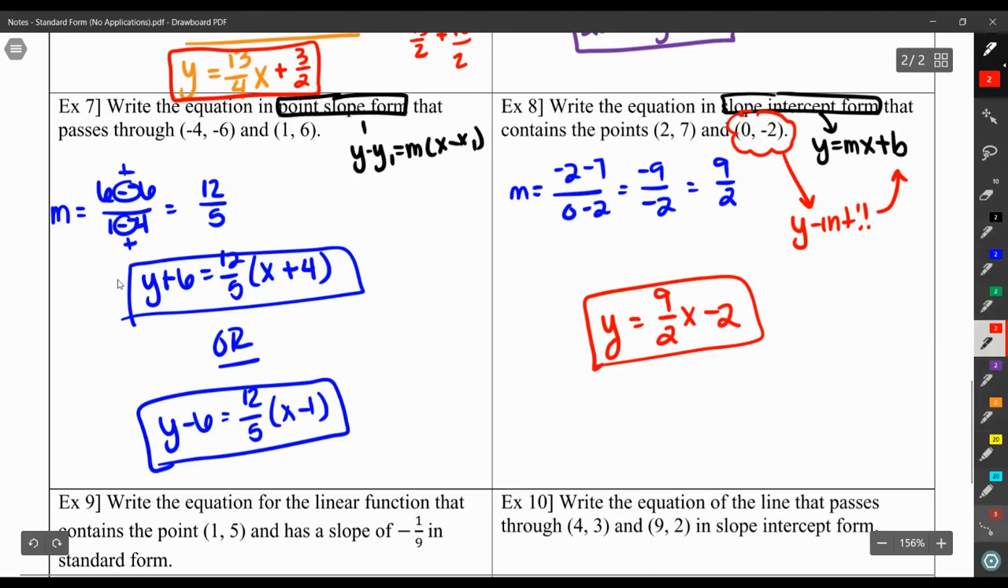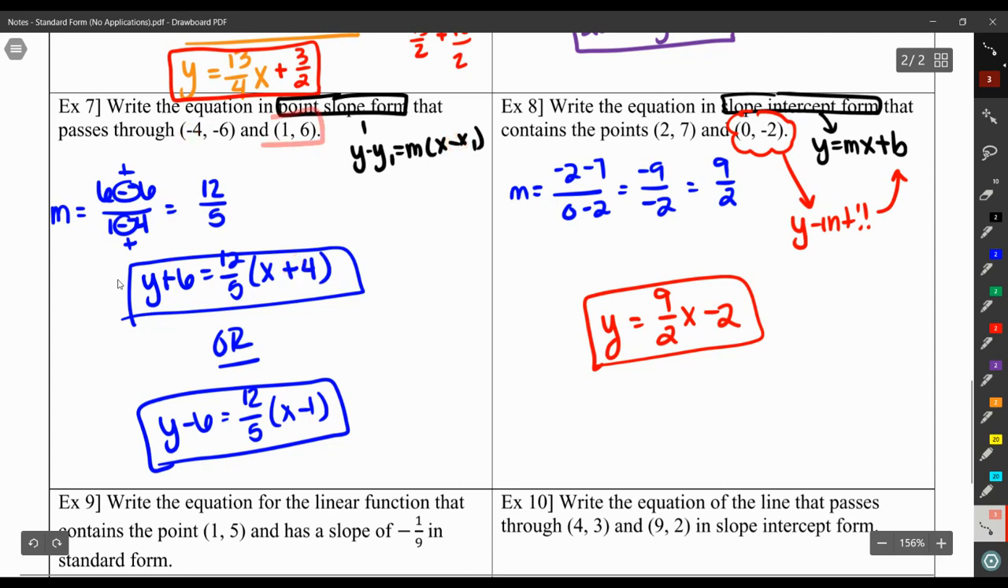So here's your two answers for 7 and 8. So for 7, we were given 2 points and we wanted it in point slope form. So we found the slope of 12/5, and then we plugged it in. We have an option of using 2 coordinates. So if you use the coordinate -4 and -6, you get the first answer. Because if you do minus a negative, you end up with a positive. Same thing on the x's. Minus a negative equals positive.